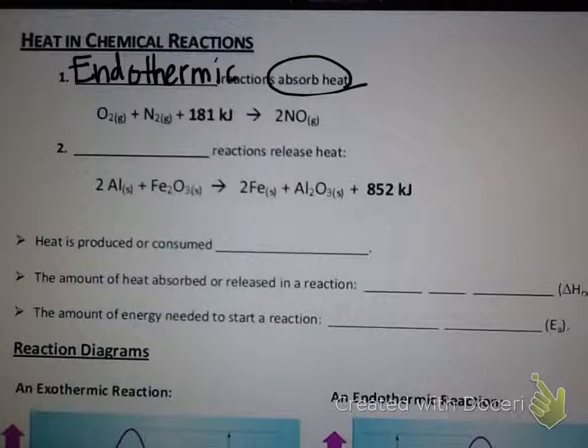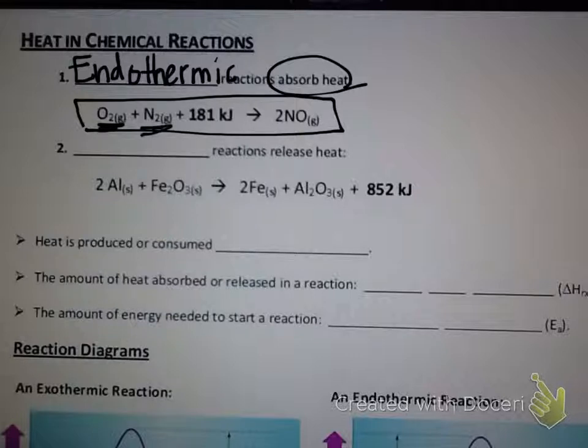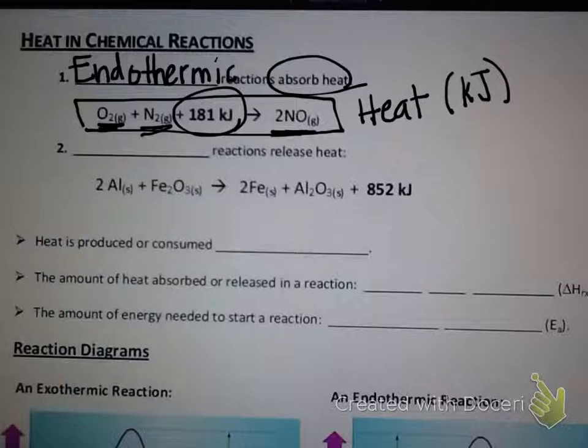Here's an example. If you react oxygen with nitrogen, oxygen plus nitrogen will form nitrogen monoxide. That reaction will not occur without input of heat. The reaction will absorb heat. So this is referred to as an endothermic reaction. The heat, when you have an endothermic reaction, and remember the heat unit's a joule, or typically the kilojoule on a large scale, is going to be a reactant.